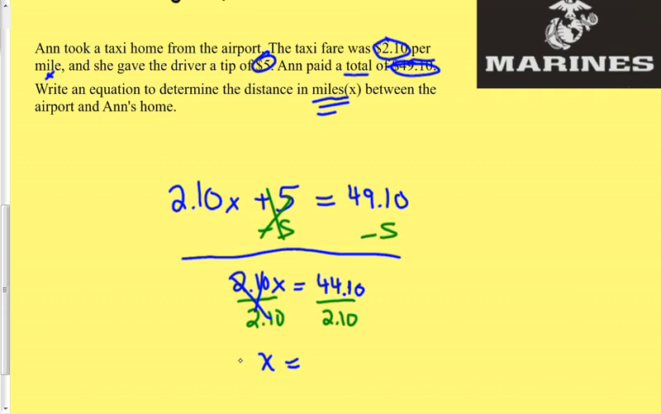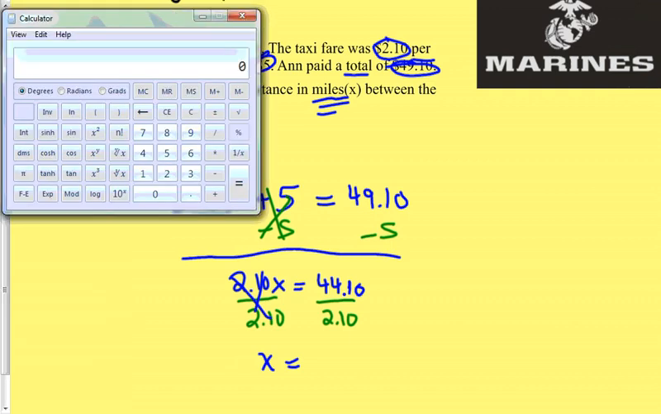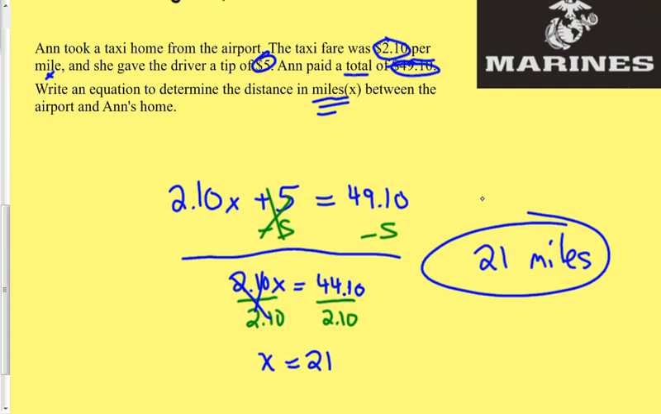I'm going to pull up the calculator. Don't quote me, I think it's 21 because I did this one before. But if I do 44.10 divided by 2.10, I get 21. There it is. Now, what does that mean for this situation? It says write an equation to determine the miles. So x is our miles. So that means she went 21 miles. And you can check that by doing 21 times 2.10, because it's $2.10 per mile, and then adding 5 at the end. And you do get 49.10.